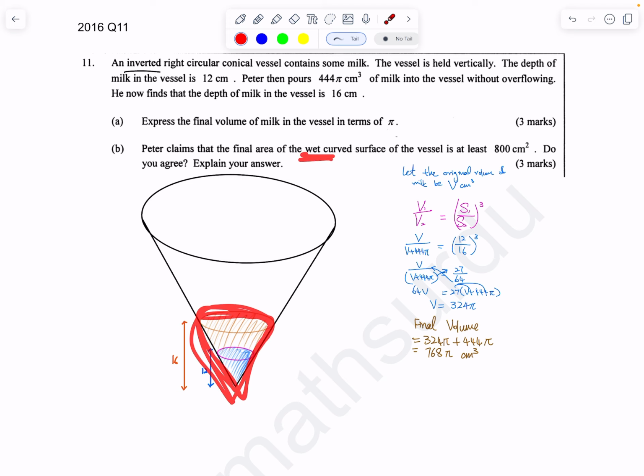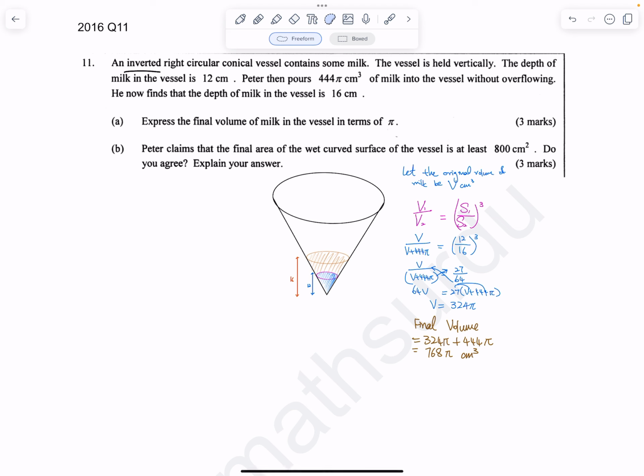And since we just need to find this whole wet part. Wet part means wherever there's some milk. That's why it's got wet, right? So you need to find the wet curved surface area. What does that mean? That means this part. Not just the smaller, but also including this. So the whole middle cone. So you can draw it out if you think that's confusing. I'll make this thing smaller. So what you need to find for part B is just basically the middle part.